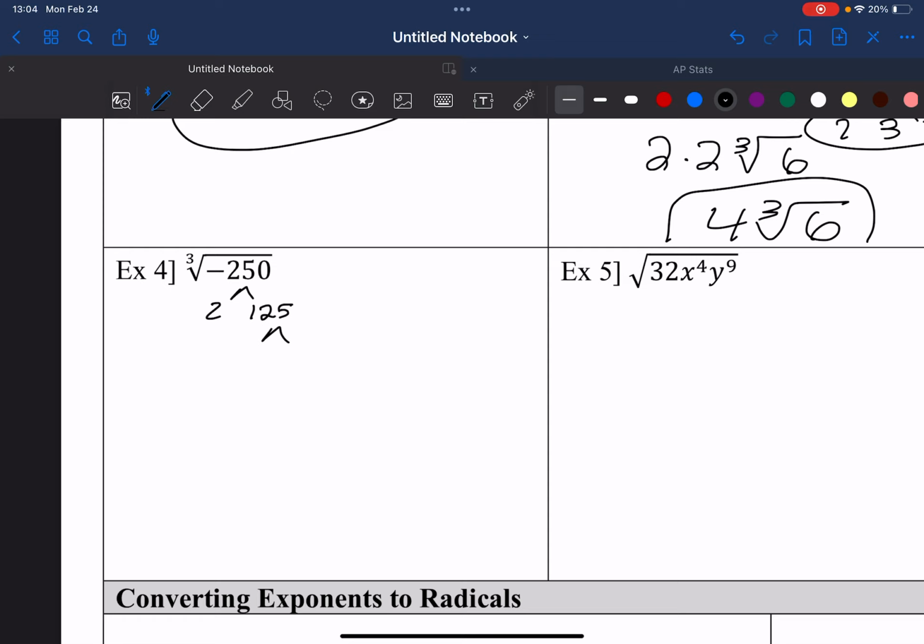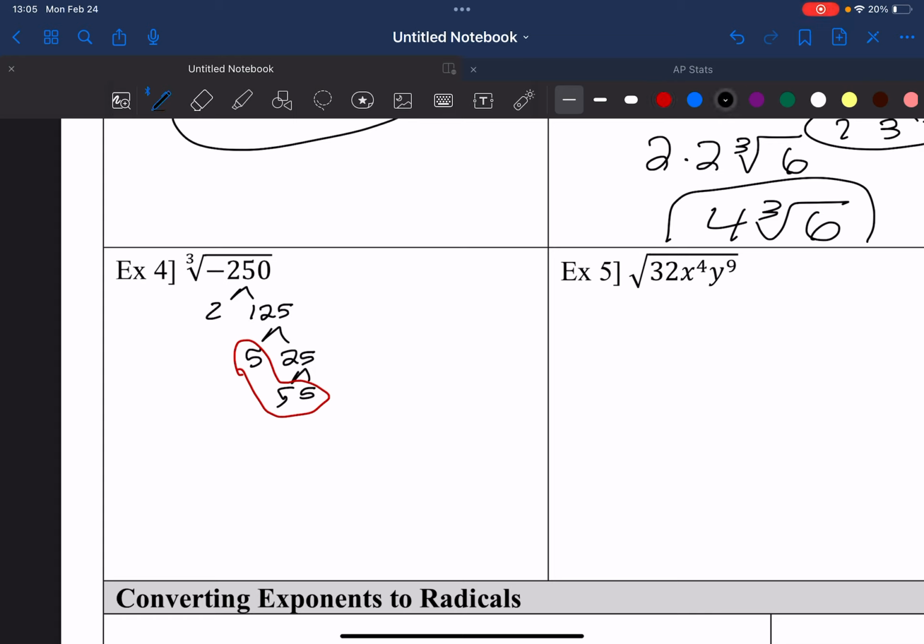Okay, so 125 divided by 3, that doesn't work, so check 5, the next prime number. 125 divided by 5 is 25, so 5, 25, and then 5 and 5. Then we circle pairs of 3, since this is the cube root. We only have one pair of 3 right here, and that's 3 5s.